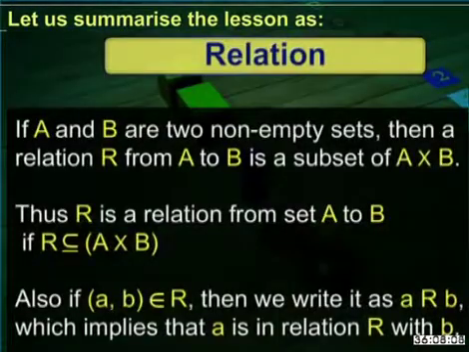Definition of a relation: if A and B are two non-empty sets, then a relation R from A to B is a subset of A cross B. Thus, R is a relation from set A to set B if R is a subset of A cross B. Also, if the ordered pair (a, b) belongs to the relation R, then we write it as a R b, which implies that a is in relation R with b.